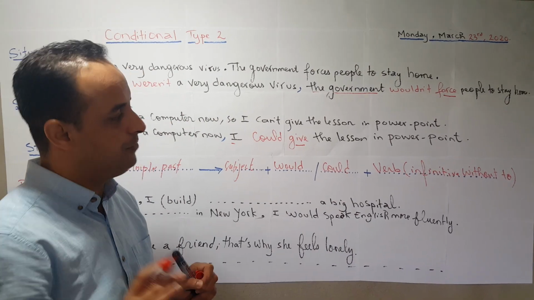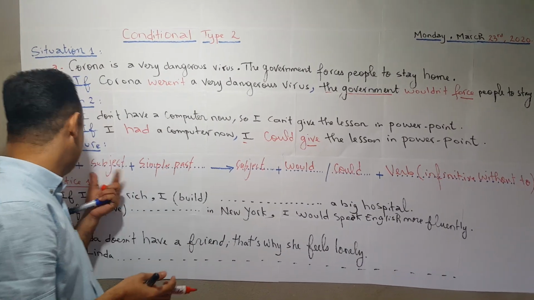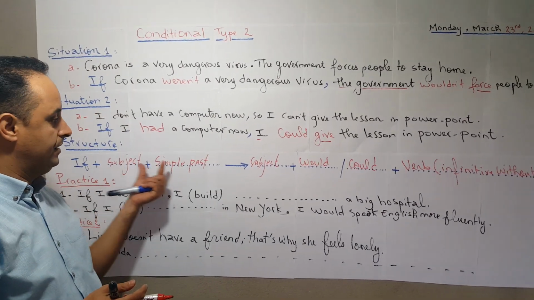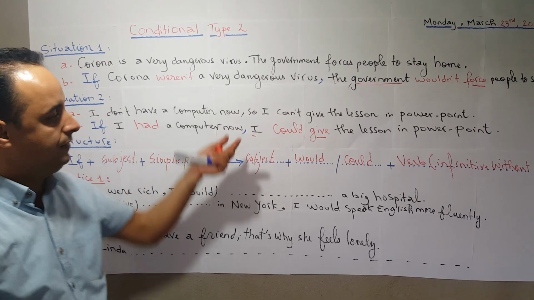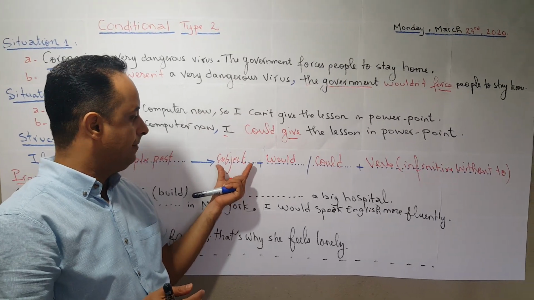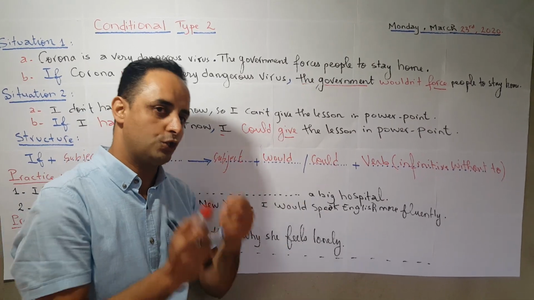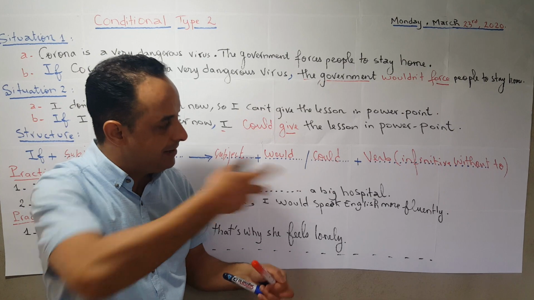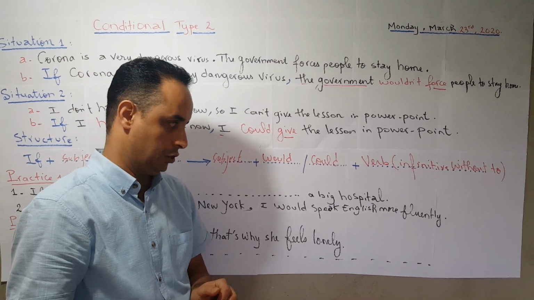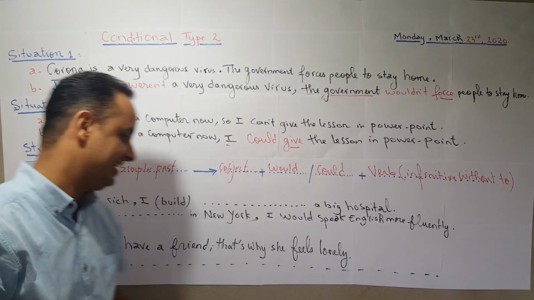So remember, please, remember this structure, it's very important. If clause, we use if, then subject, then verb in the simple past, and then in the result clause, use subject would or could, or would not or could not. Short form is wouldn't or couldn't, plus the verb in the infinitive without to. Now let's move to practice the lesson.